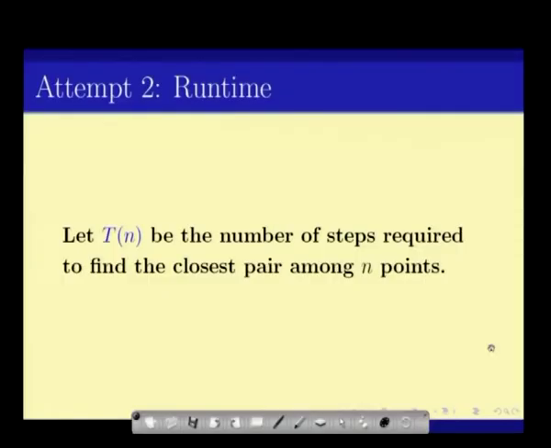So, the correctness of this algorithm is something that I have explained. I am not going to go into the details of it right now, but let us go over the running time of the algorithm. Again, like in any other divide and conquer algorithm, let T n be the number of steps required to find the closest pair among n points. Then what do we have?